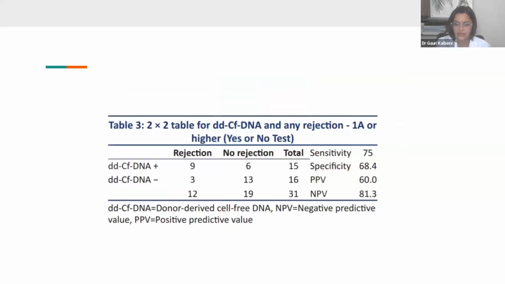Now we'll see the table for any rejection versus no rejection, quantified as a yes-no test. What was the sensitivity and specificity? If we calculate the number of patients having any rejection versus no rejection and formulate a table out of it, the sensitivity and specificity would be 75 and 68 respectively. What is important is that in the further tables, we will see a change, particularly in the NPV, negative predictive value. The precision for that will go on increasing, as we will see.